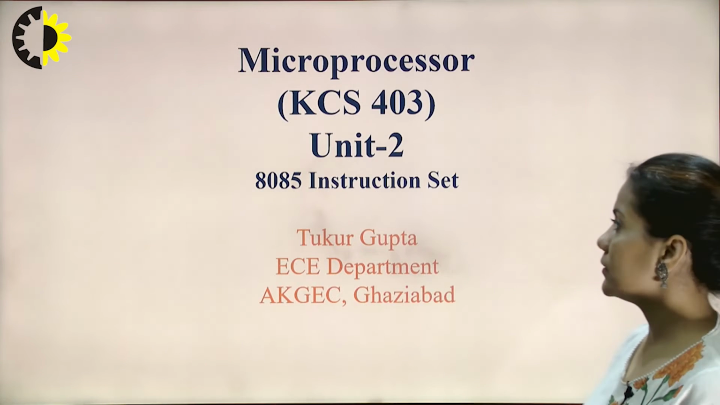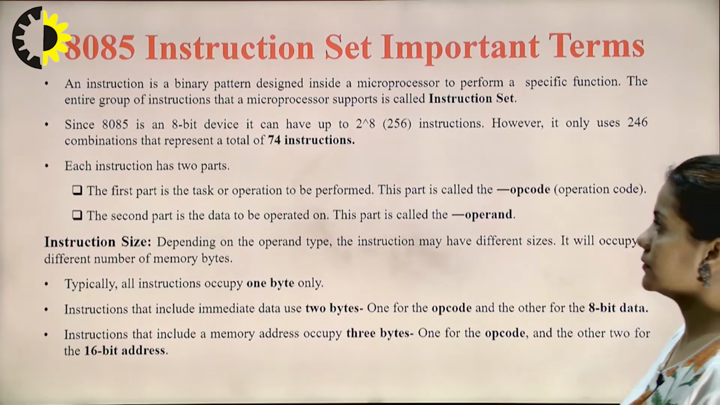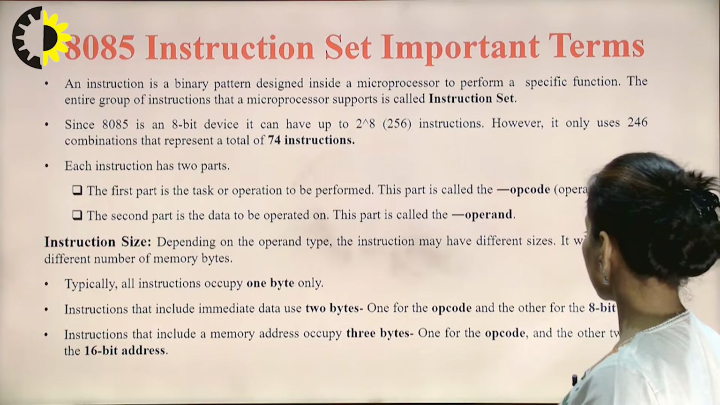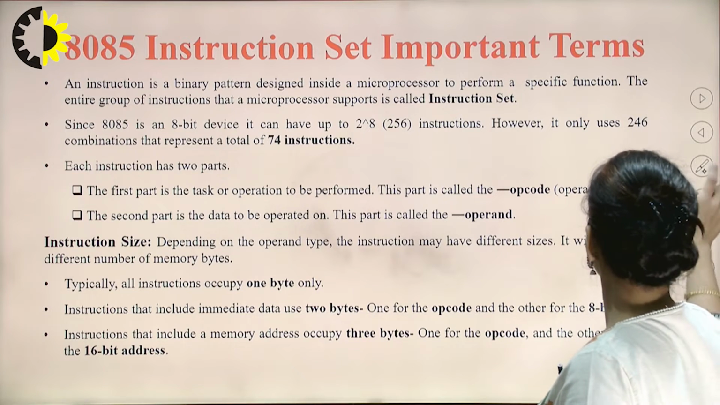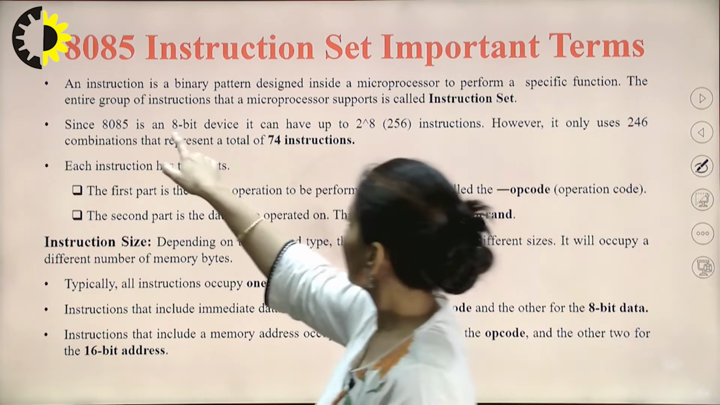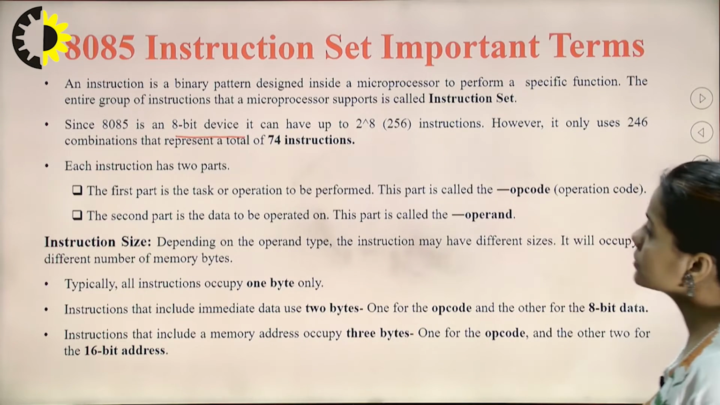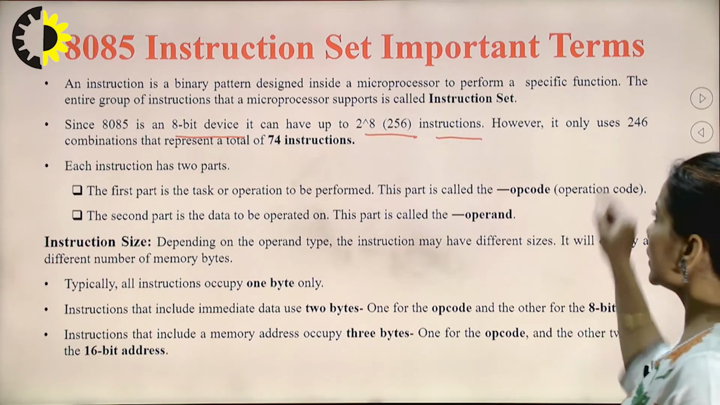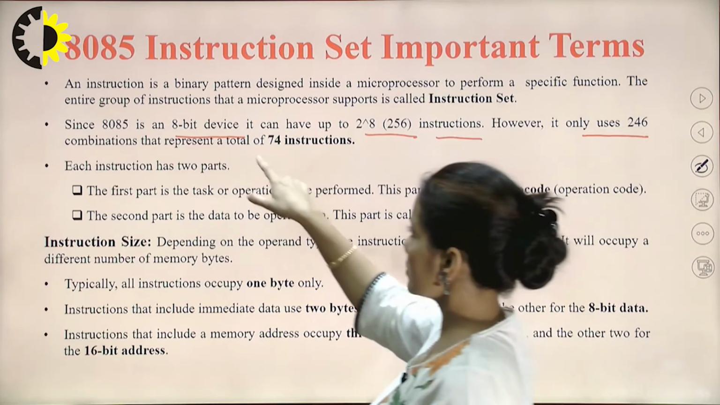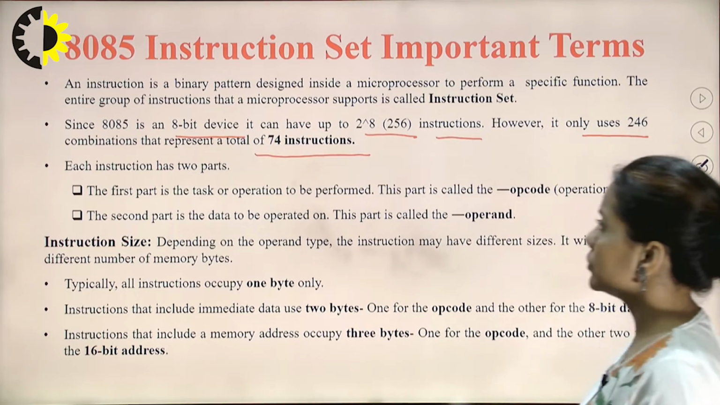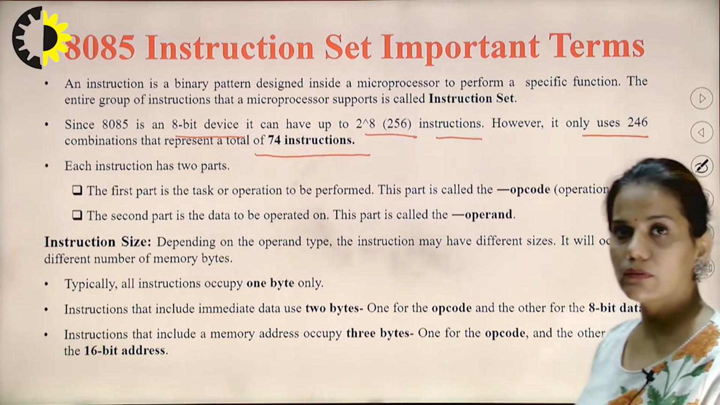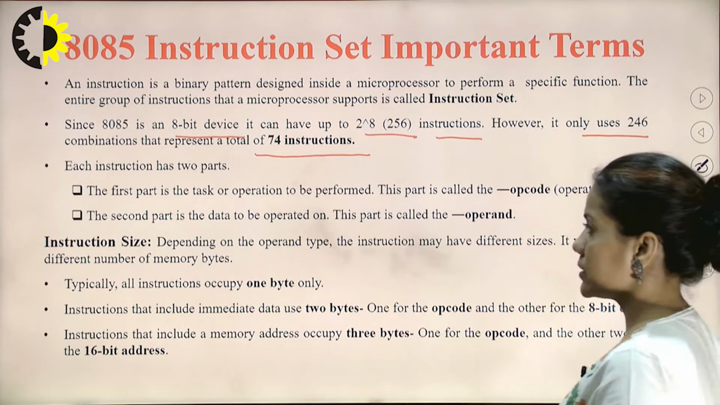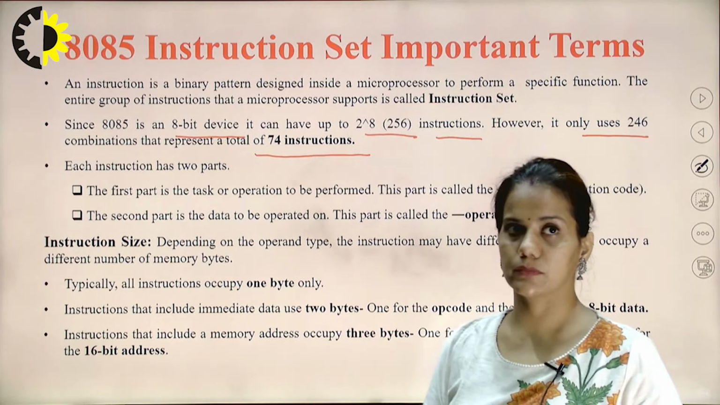Today I will cover the instruction set of 8085. Since 8085 is an 8-bit device, we all know it can have up to these many instructions, but it only uses 246 combinations that represent a total of 74 instructions. So today we will briefly see all these instructions and understand what they perform.